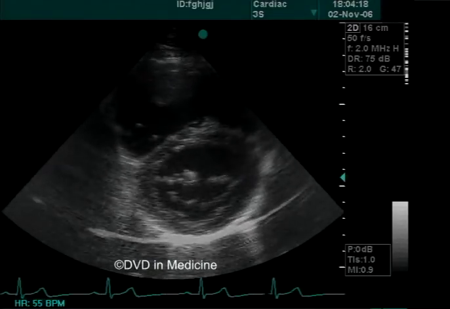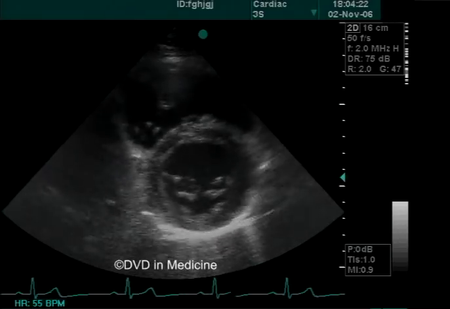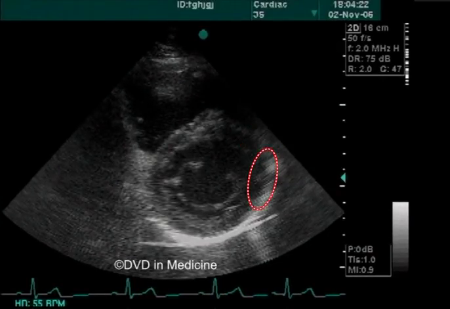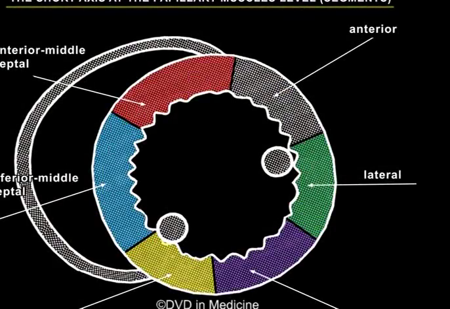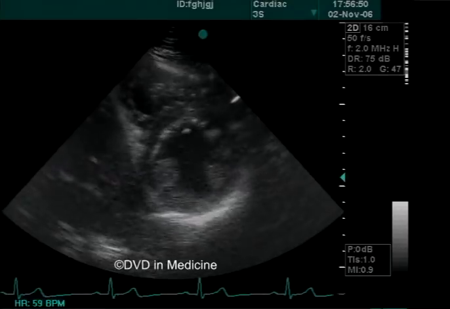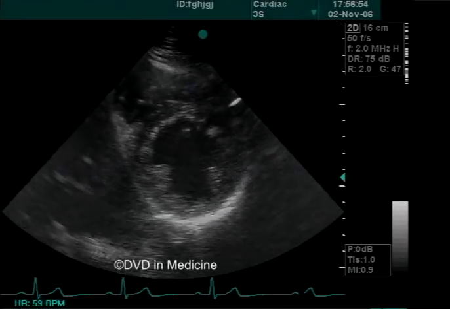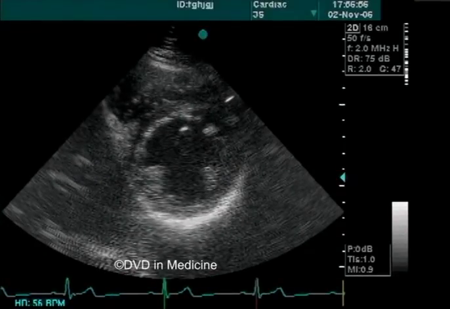In this image, one can see 6 segments of the short axis at the mitral valve level: anterior, lateral, posterior, inferior, inferior basal septal, anterior basal septal. In this image, one can see 6 segments of the short axis at the papillary muscles level: anterior, lateral, posterior, inferior, inferior middle septal, anterior middle septal.